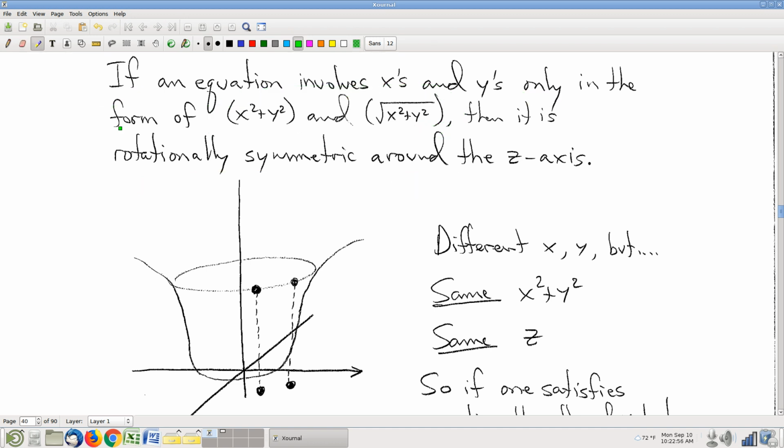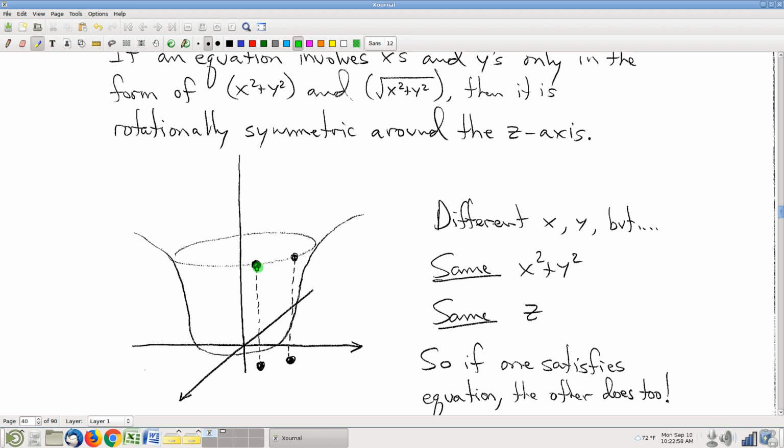Let's consider this point right here, and then let's consider what happens if I take that point and I'm going to say rotate it around the z-axis, by which I mean, draw a little radius arm there, perpendicular to the z-axis, right, and then rotate that little radius arm around to get you to this point. Let's talk about this green point and this blue point. They have different x coordinates, granted, right? They have different y coordinates, sure.